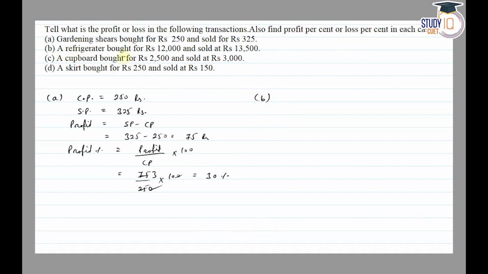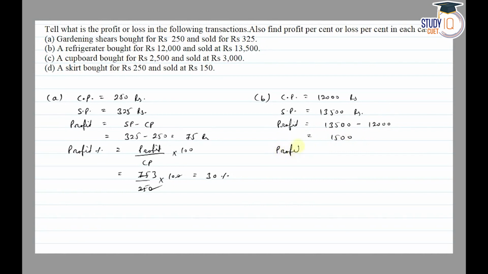Part B is a refrigerator bought for rupees 12,000 and sold at rupees 13,500. So we are given CP, cost price 12,000 and selling price 13,500 rupees. So selling price is more, so of course there will be a profit. Profit will be 13,500 minus 12,000 is equal to 1,500.